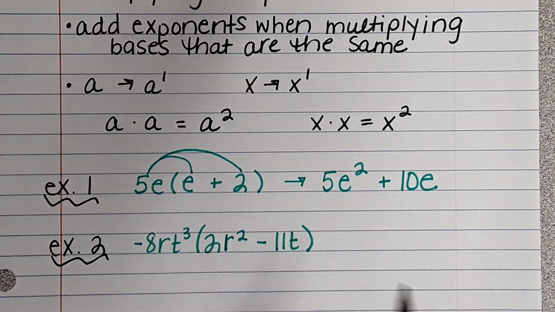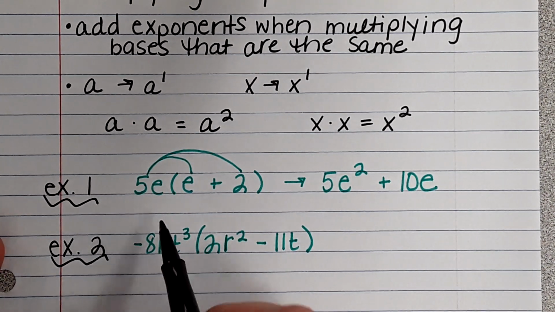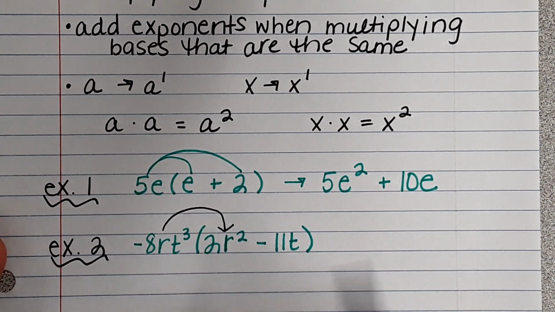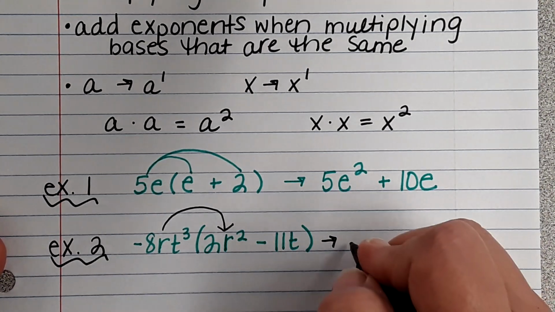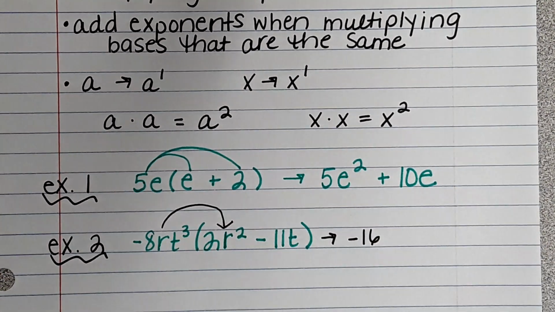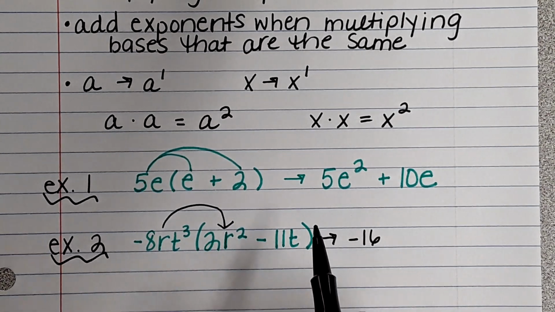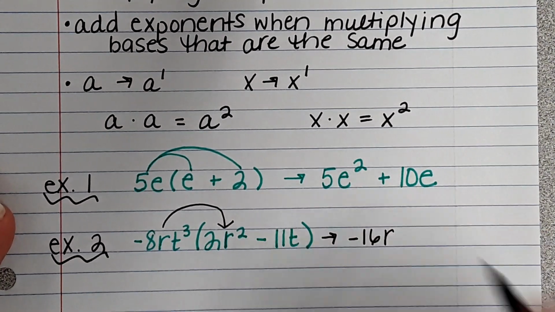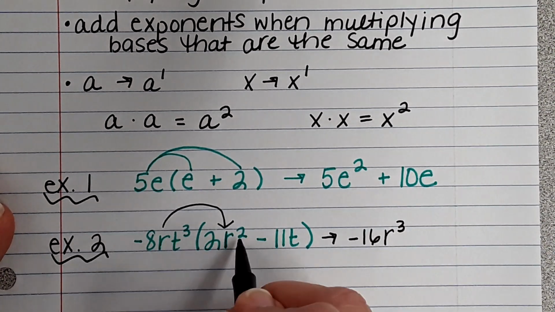Okay, you ready? What's negative 8 times 2? So we're going to do this times this. So we're going to write negative 16. So I start off by multiplying the numbers. Now I have r times r squared. So I know I'm going to put an r, but what's my exponent going to be? 3. Because 1 plus 2 is 3.